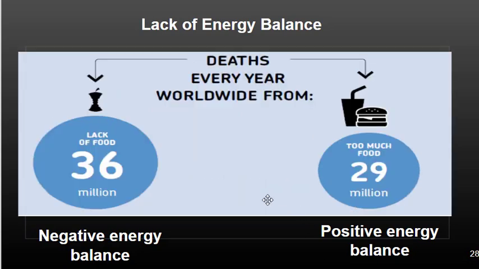Now, being out of energy balance, either negative energy balance or positive energy balance, does have health consequences. So we've got 36 million people dying as a result of negative energy balance, so not enough food being consumed. And almost a similar number, 29 million deaths as a result of people consuming too much food and being in positive energy balance.